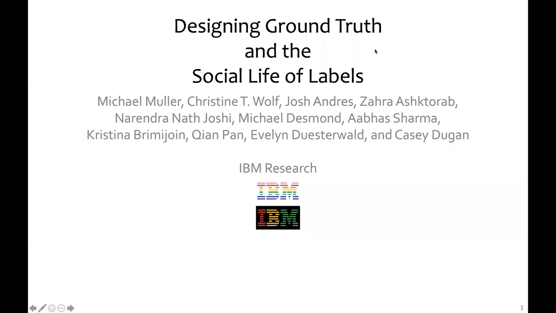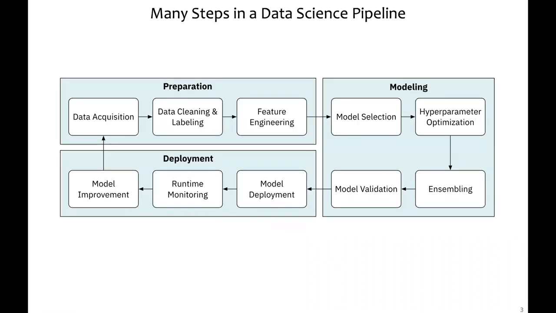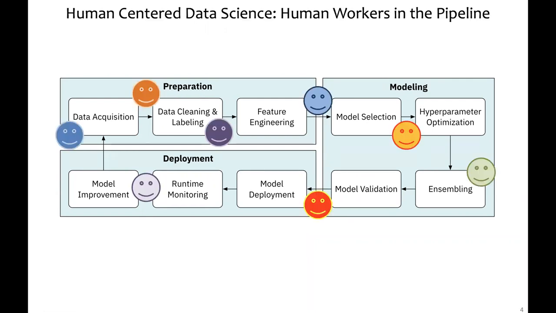Our paper is Designing Ground Truth and the Social Life of Labels, from a team of researchers at IBM. In machine learning, people try to predict an outcome variable called the ground truth on the basis of multiple predictor variables or features. The prediction takes place in a data science pipeline, which typically involves extensive data preparation or data wrangling, as well as modeling and quality assurance.